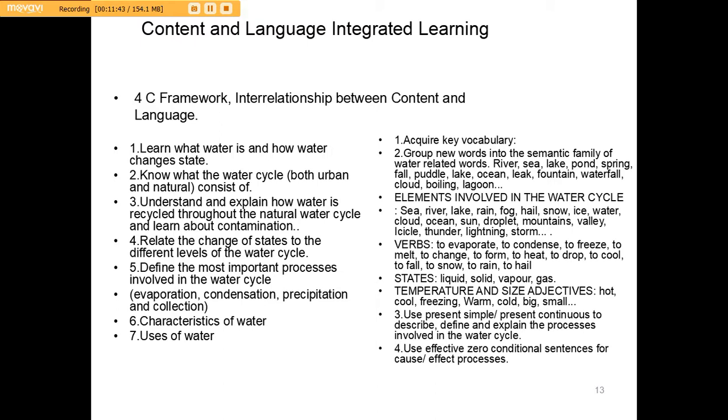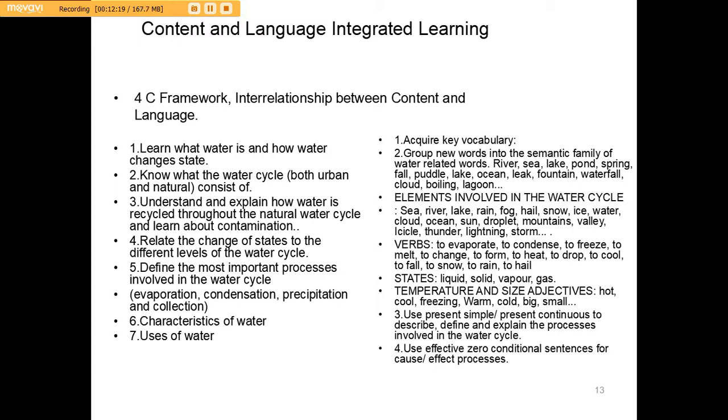Again, to the left, understand and explain how water is recycled throughout the natural water cycle to learn about contamination. And we've got also on the left, relate the change of states to the different levels of the water cycle. So on the right, that both link to the verbs and the states, liquid, solid, vapor, gas. So we're connecting the left to the right here. Again, on the left, define the most important processes in the water cycle. We can look at evaporation, condensation, precipitation, and collection, for example.